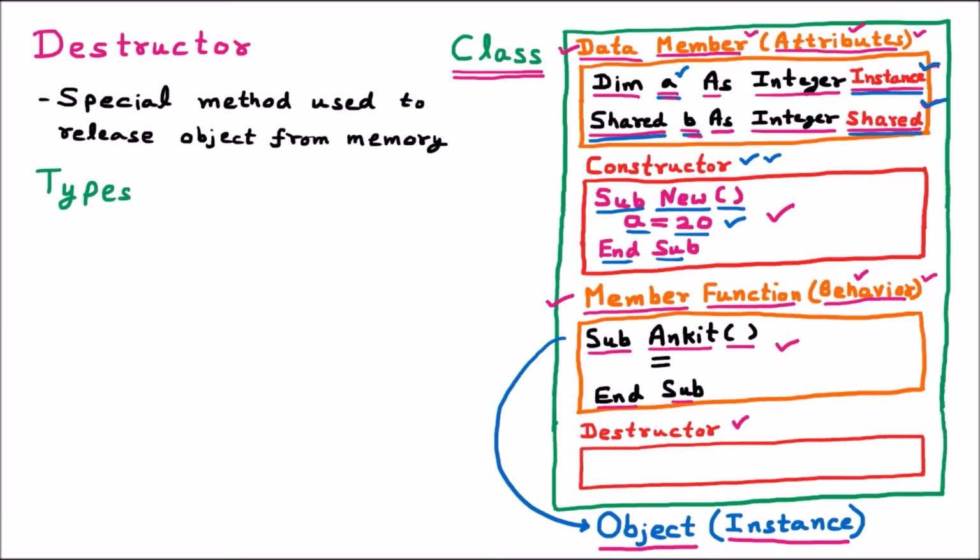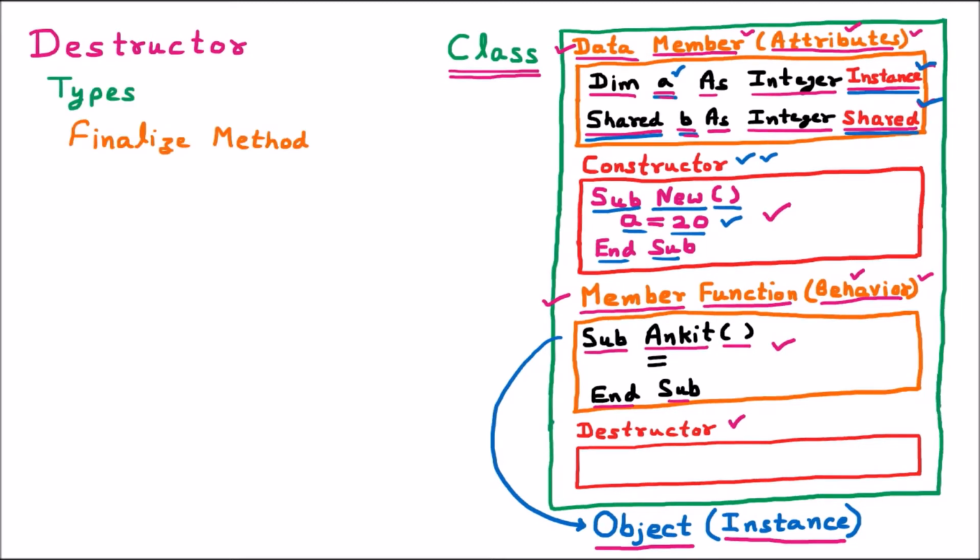The first one is the finalize destructor or the finalize method. Then we have the second type of destructor, that is the dispose destructor or dispose method. So now we are learning these two destructors one by one. First of all, we are starting with the finalize destructor or the finalize method. The main thing about the finalize method is that this finalize destructor is called by .NET automatically. So .NET automatically runs the finalize destructor. There we don't need any command to run it.